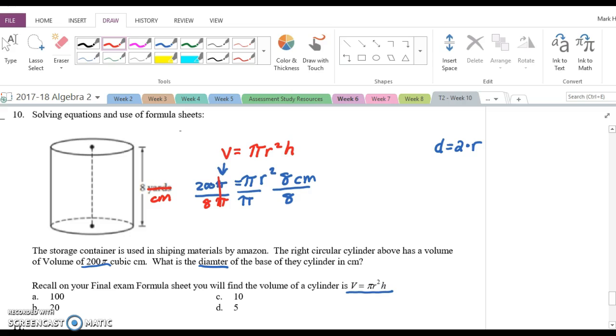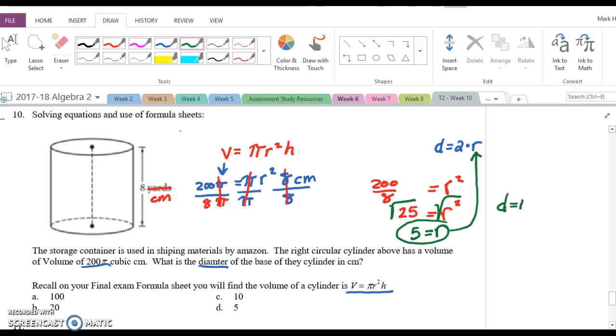The pi's would cancel out, and so we really have r squared equaling whatever 200 divided by 8 is. So if r squared equals 25, then we'll take the square root of both sides. R will equal 5. And now that I have r as 5, I could double it to get a diameter of 10.